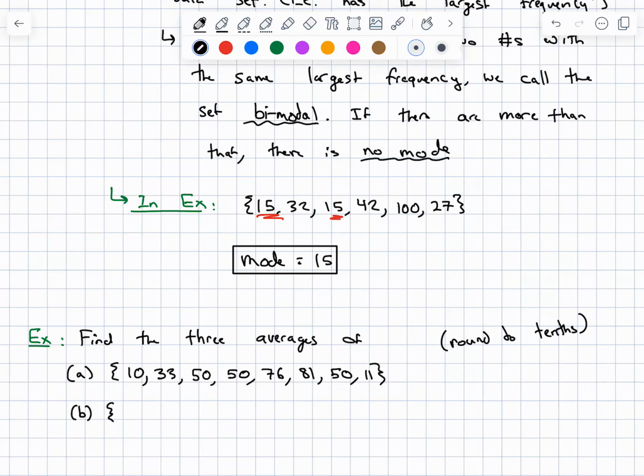And by the way, when it comes to exam time, this is going to be one of the sections on the exam, so you can probably expect to see at least 1 question on averages on there, right? It's a section that's covered, so of course it's going to be on there.